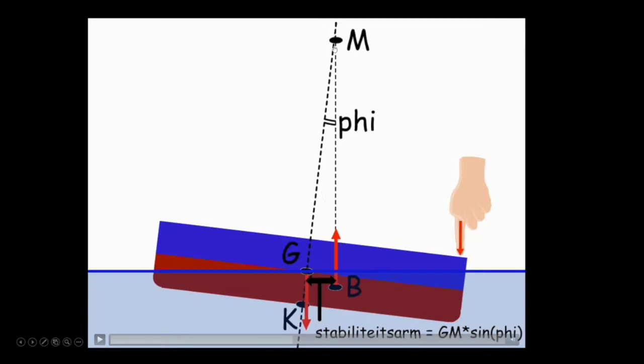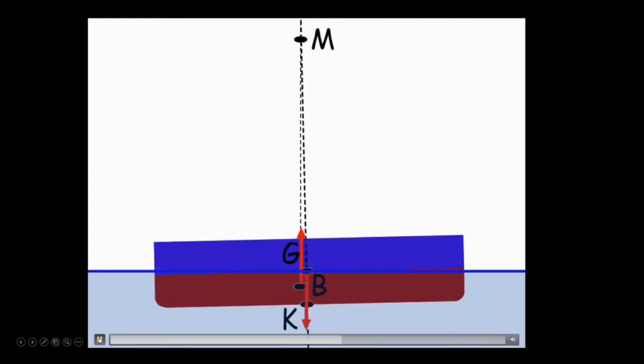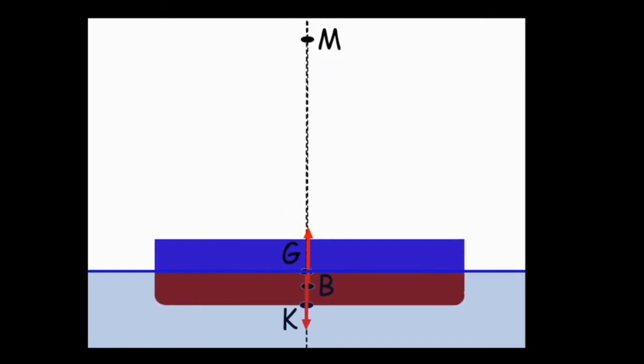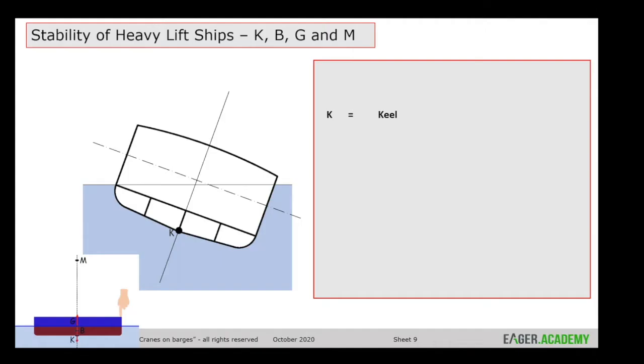And as you can see over here, it depends on the rolling angle phi, and of course on the height of this metacenter. And what is going to happen is being shown over here. And the ship will return to a position where it is in equilibrium, where all the external forces and moments are in equilibrium. So the ship is in a stable situation.